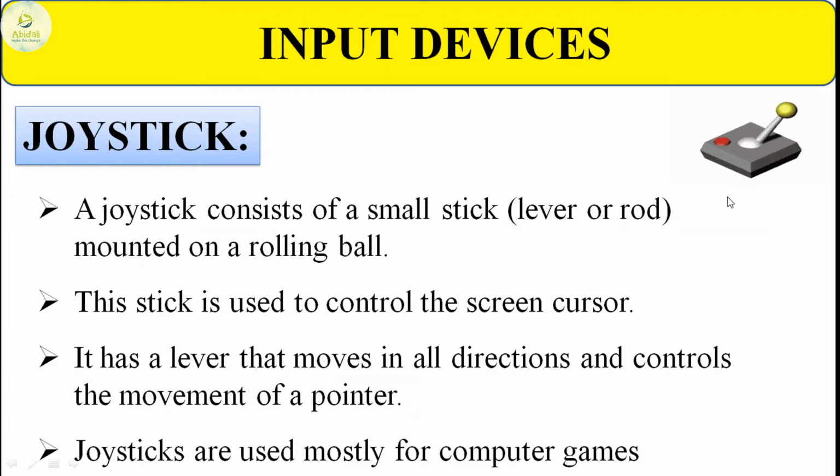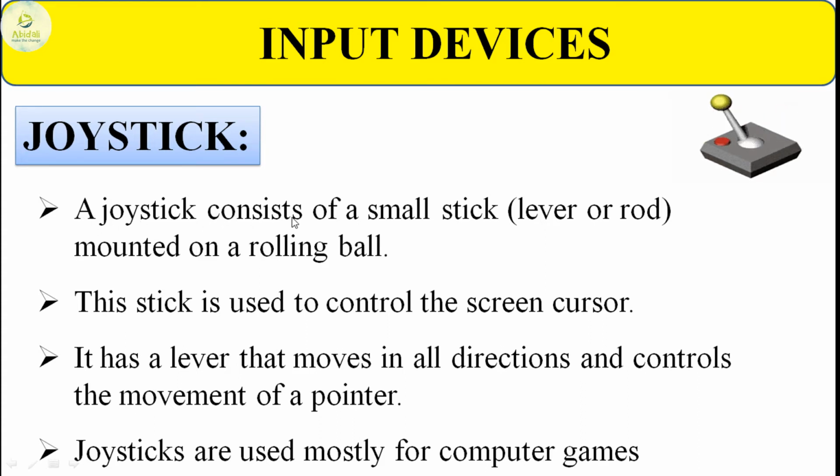Then moving to the next kind of input device, the joystick. A joystick is the most flexible input device that makes the cursor move in all four directions. So you are free to move in all four directions, whatever you want. It is a 360-degree rotation, you can say.